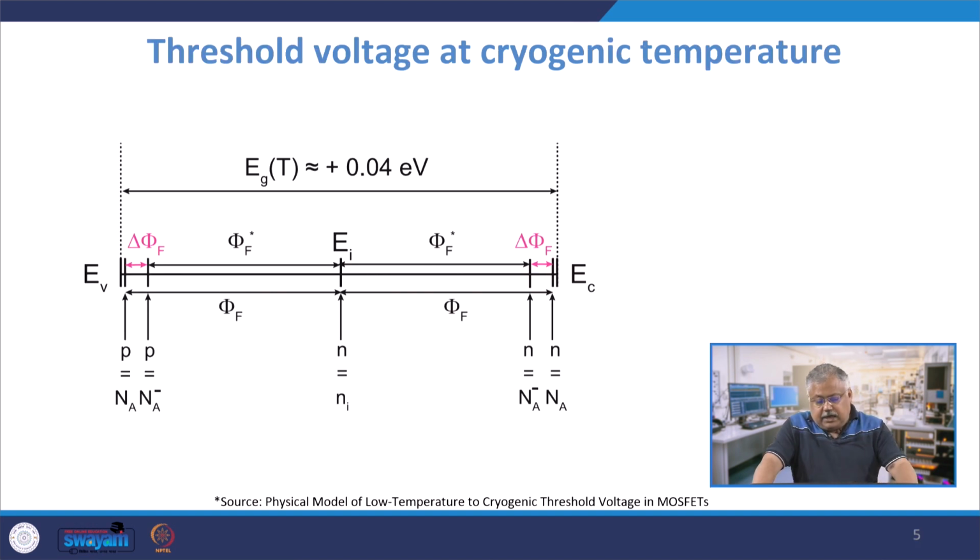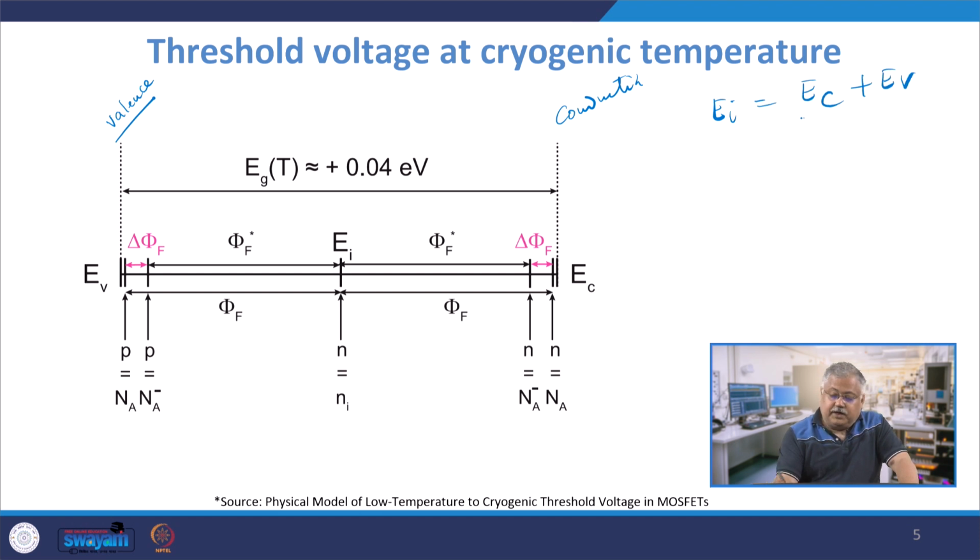This is basically the threshold voltage at cryogenic temperature. I wanted to showcase to you how the threshold voltage looks at a cryogenic temperature. This is my valence band and this is my conduction band if you look carefully. And the difference between them, the band gap, is approximately, let us suppose, 0.04 electron volt. My Ei is somewhere at EC plus EV by 2. So, it is somewhere in the middle of the conduction and the valence band, right.